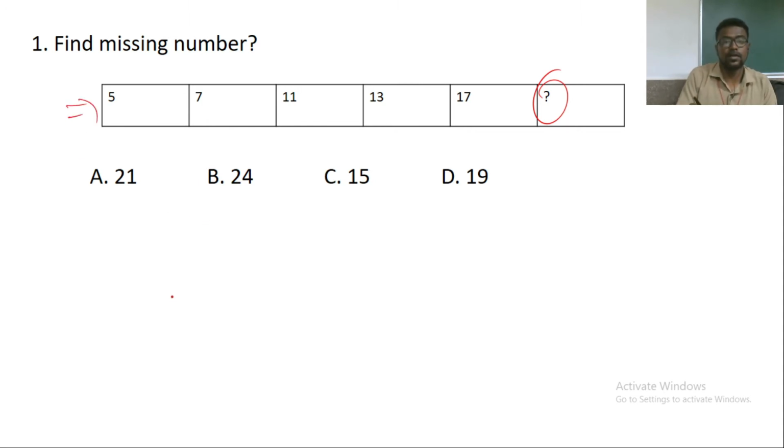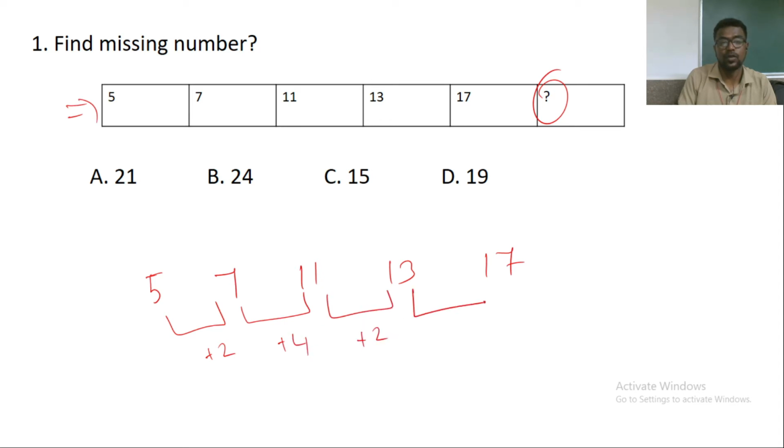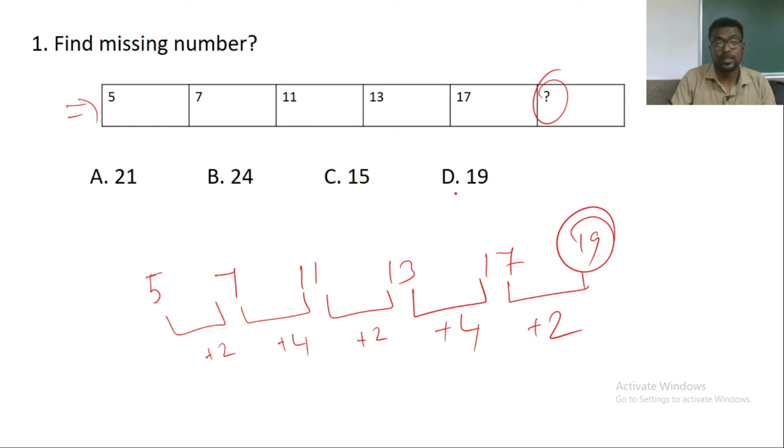So they have given 5, 7, 11, 13 and 17. What is the logic? What is the difference between these two numbers? It's nothing but 2. Then they have added 4. Again it's 2 and again it's 4. Which means we have to add 2 again to get the answer, which is nothing but 19. So the correct answer for this question is option D, 19.